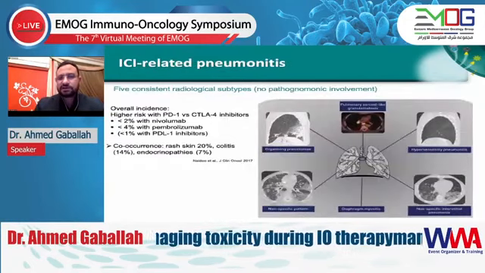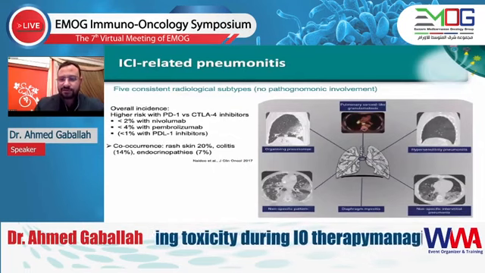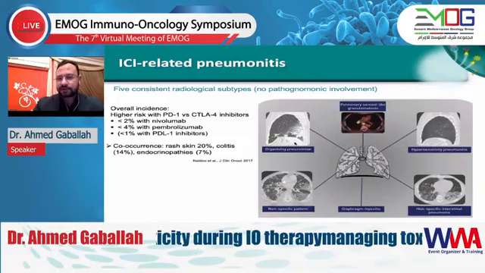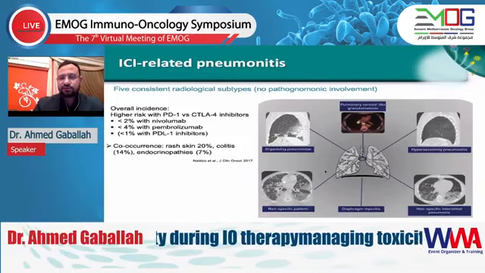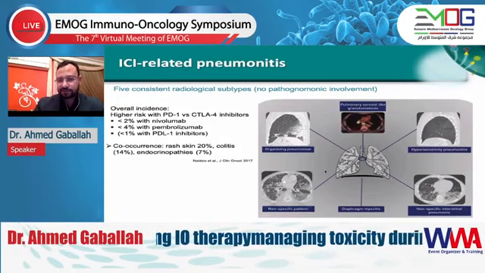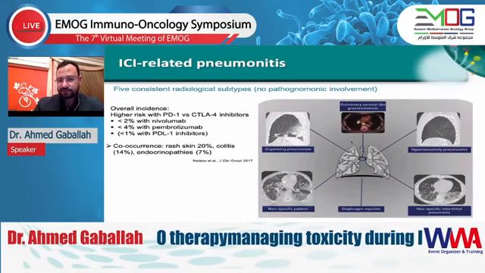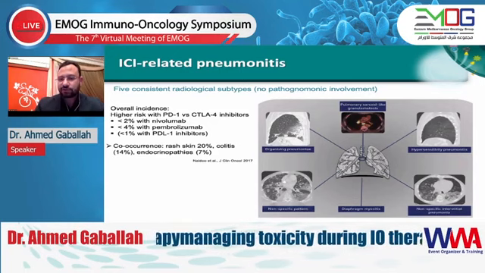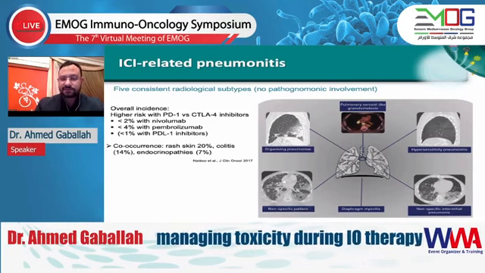What about immune-related pneumonitis? Actually, this picture mimics what we see nowadays in the COVID-19 era. It is immune-mediated pneumonitis, typically like COVID. We can see organizing pneumonia, hypersensitivity pneumonitis, non-specific interstitial pneumonia, or a non-specific pattern.